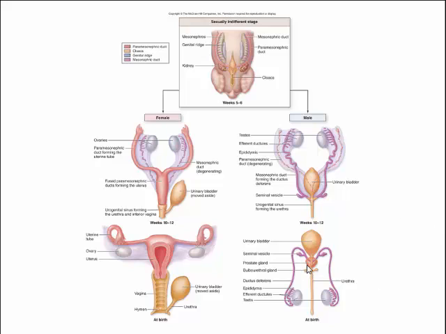By the time of birth, the prostate gland has appeared, the bulbourethral glands have established, the urethra runs its entire length, and the testes have at least begun their descent into the scrotum.